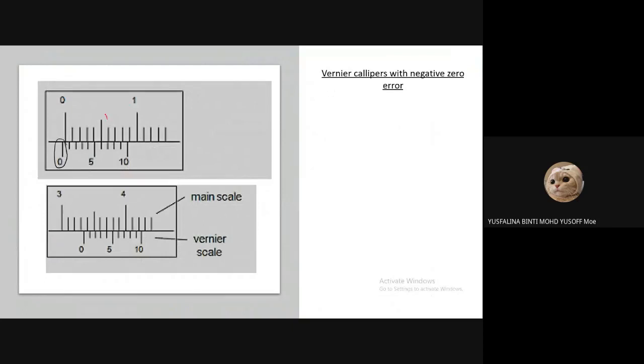It's very easy. You just find which line is in one straight line. So this one: 1, 2, 3, 4, 5, 6. So it means 6, so negative 0.06. This is the zero error. But for vernier calipers with negative zero error, you cannot take it directly as negative 0.06. You have to subtract first: 0.1 minus 0.06 is 0.04. Then you can take 0.04 as the negative zero error.